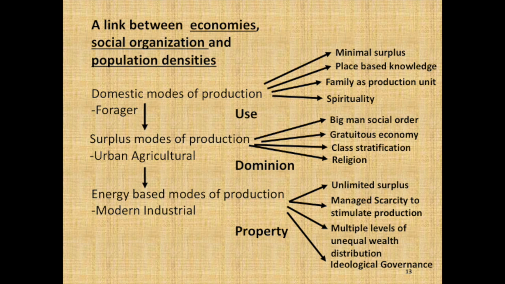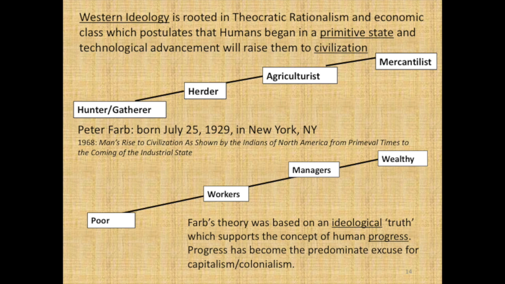Western ideology is rooted in theocratic rationalism and economic class, which postulates that humans began in a primitive state and technological advancement will raise them to civilization. So the idea begins with the hunter-gatherer who works hard for what they have, scrounges for a living, and then the animals that they're hunting, they decide that they're going to domesticate, and they'll herd around to the various places where they can find sustenance.